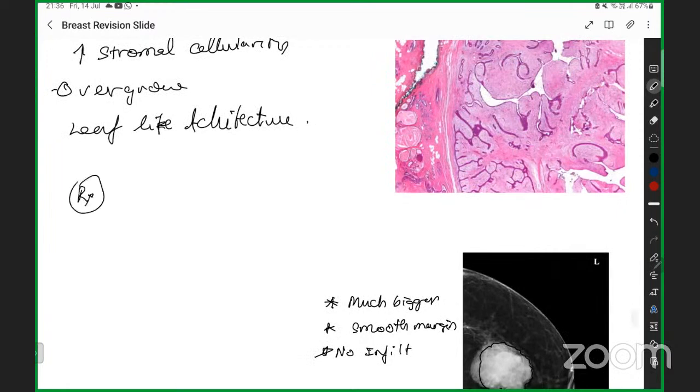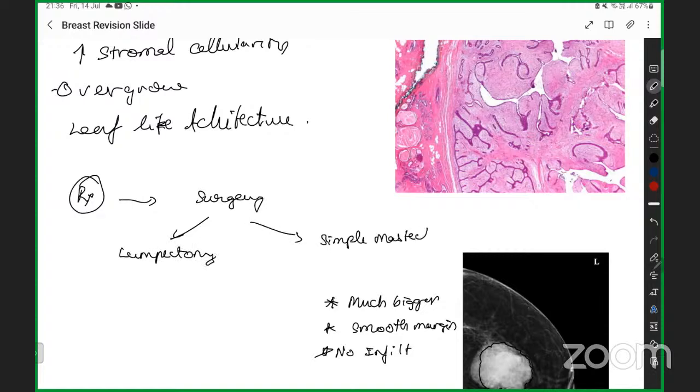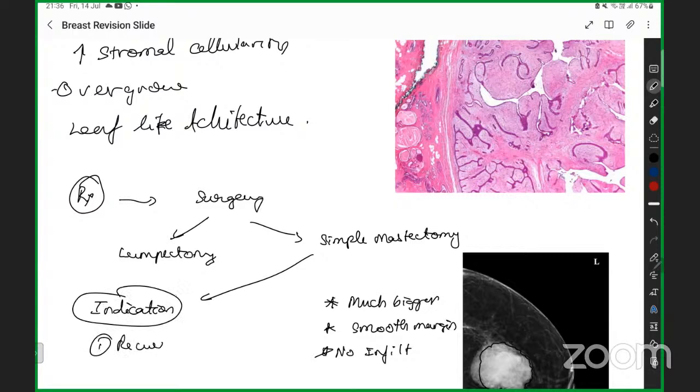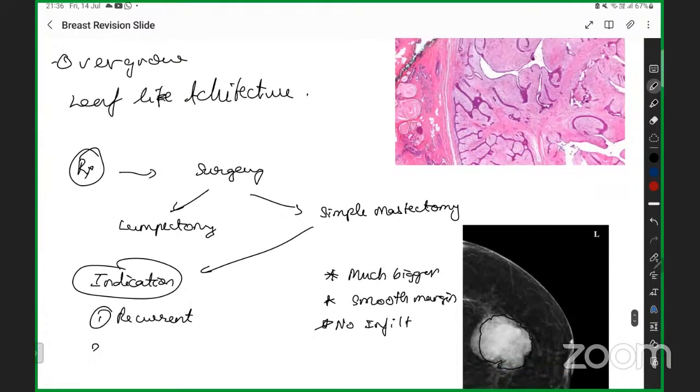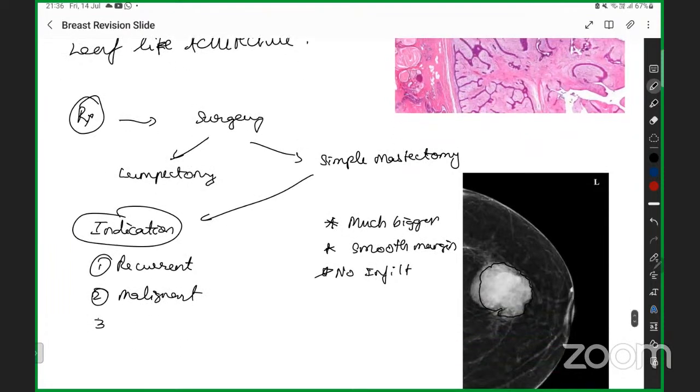So the treatment aspect is, now you have to know whether you want to do surgery or not. In surgery, whether you're going to do just a lumpectomy or a simple mastectomy. Where will you do a simple mastectomy? What are the indications? You will do it when there is a recurrent phylloid. Or number two, when it is malignant. Number three, when it is very large.